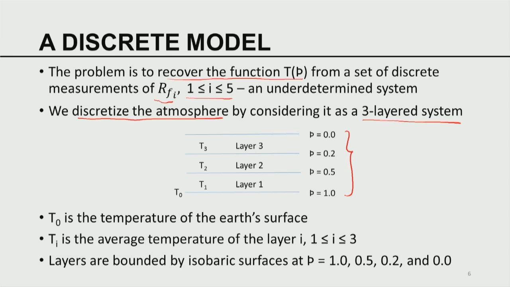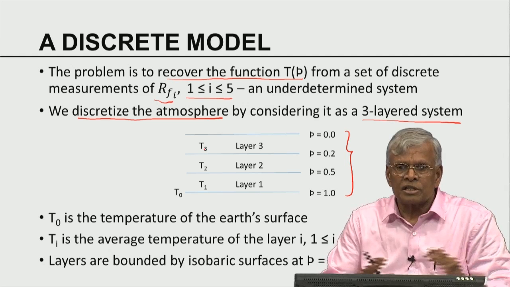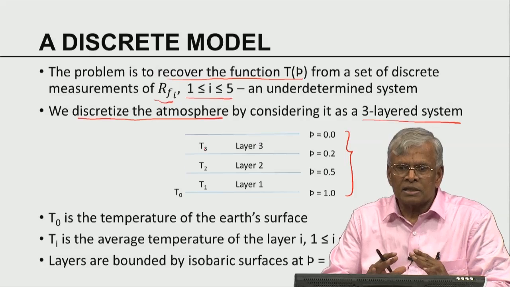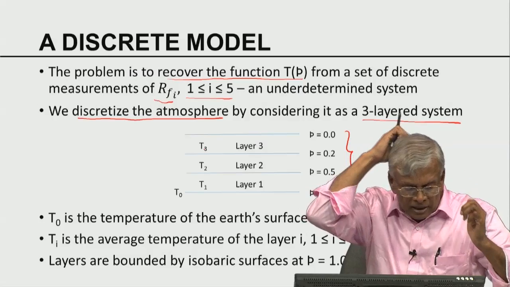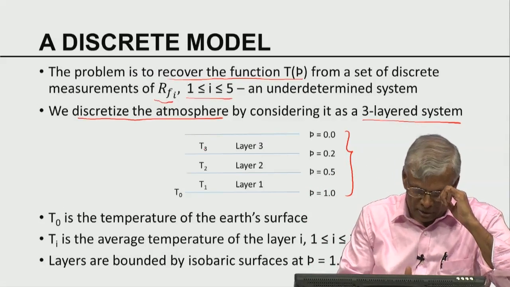I am assuming the temperature in layer 1 is T1, temperature in layer 2 is T2, temperature in layer 3 is T3. T1, T2, T3 are constants. You can readily see, instead of 3 layers, I can have 30 layers or 50 layers, which are defined by the pressure levels. Conceptually the problem is not very different whether I consider 3 layers or 30 layers or 300 layers. The number of layers is simply a question of convenience and the accuracy of representation. So without loss of generality, let us illustrate it using 3 layers.